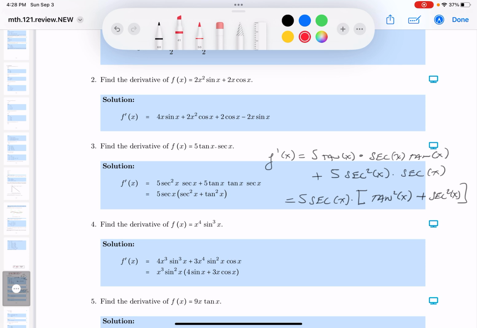Let's look at the key and see if we're looking at that answer. And this is the answer I'm hoping to see, by the way: 5 secant x, secant squared. Yeah, addition is commutative, so it doesn't matter the order of the addition. We're doing okay. Thank you.